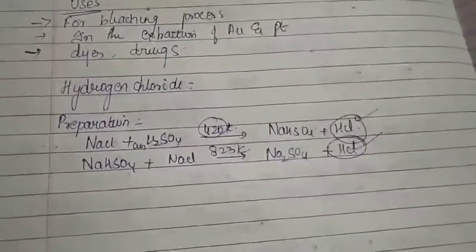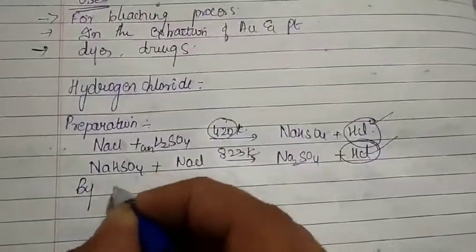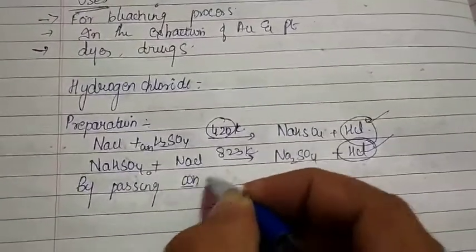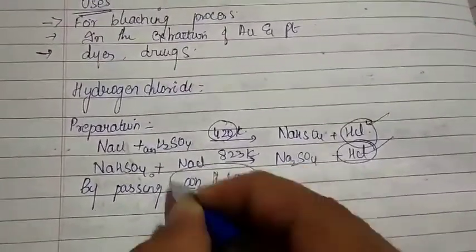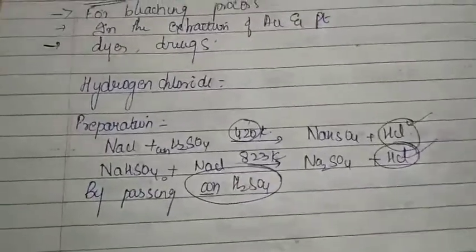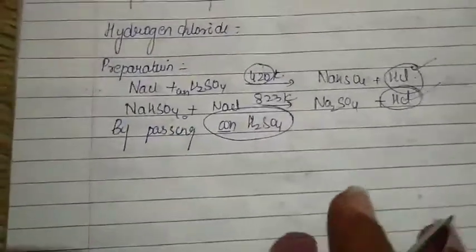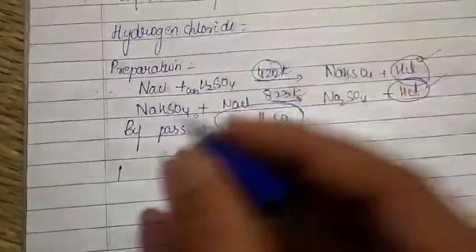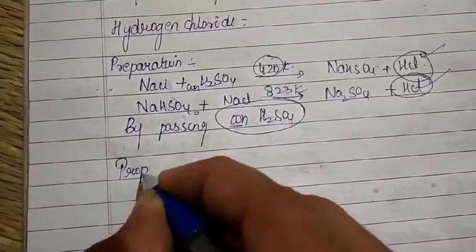So we are going to dry it by passing it through concentrated H2SO4. Why concentrated H2SO4? Yes, because concentrated H2SO4 acts as a dehydrating agent. Okay, now this was certainly important. Here you do not have any industrial application, so directly we can go to the properties.